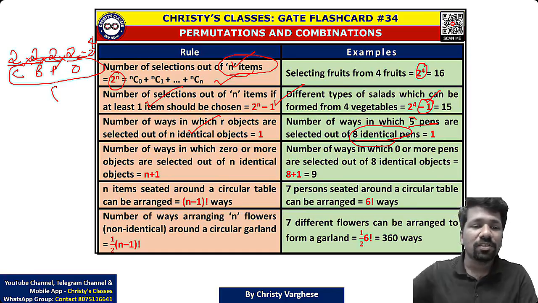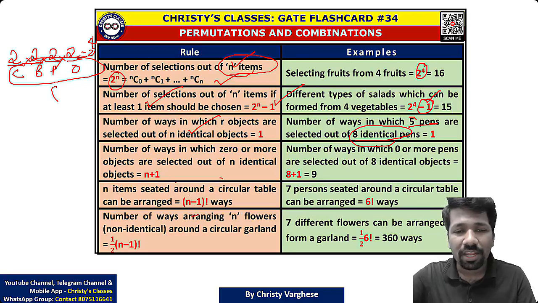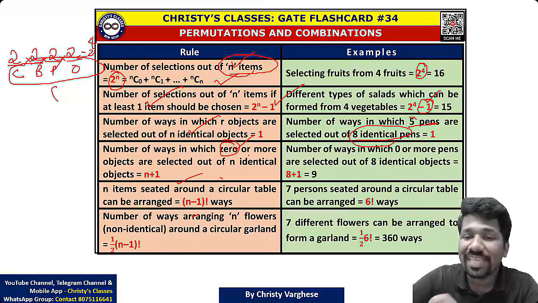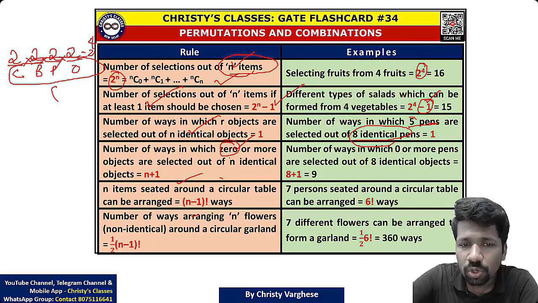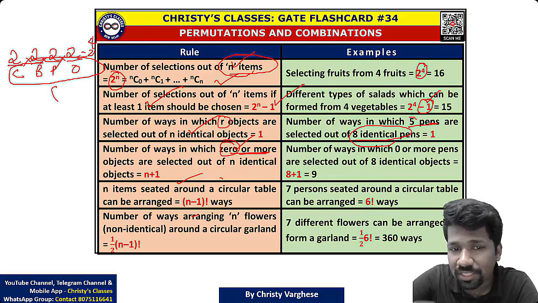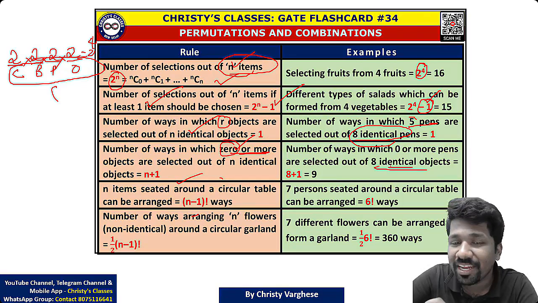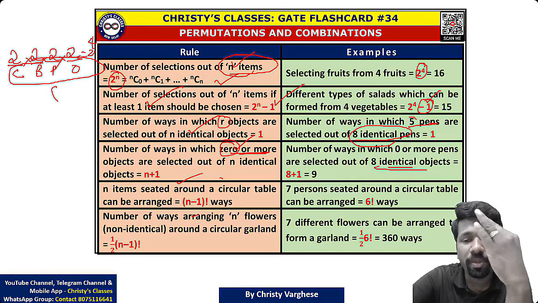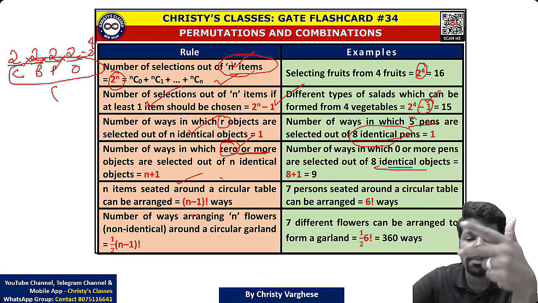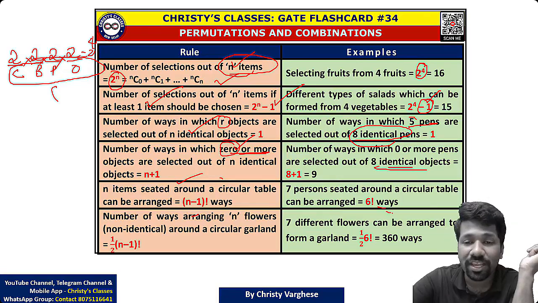So the number of ways in which 0 or more objects are selected out of n identical objects. 0 or more objects means selecting 0 is also a possibility. So how many objects are selected, that is not mentioned here. Where r objects are selected, that is fixed. But 0 or more pens from 8 identical means selecting no pens is a choice. Selecting 1 pen is a choice, 2 pens is a choice, 3, 4, 5, 6, 7 pens, 8 pens is a choice, or total 9 choices.